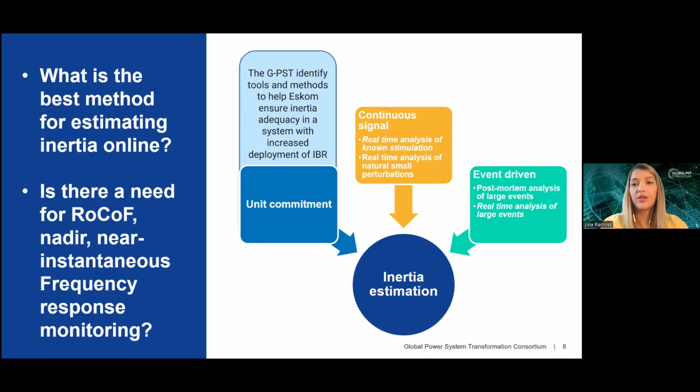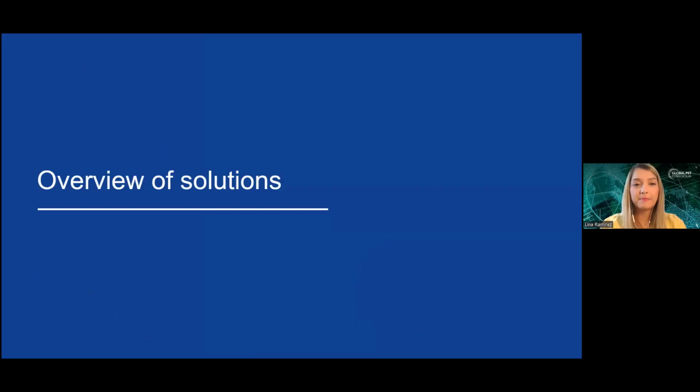So we are considering three ways to develop that system inertia estimation. Unit commitment: we developed a tool that Eskom is using, and we will be talking about it later in this presentation. And we also start to think that maybe that is not enough, and I will share later why not. So we start to consider other ways to estimate inertia, continuous signal and event-driven being the options that we start to consider, and to see what the trade-off is and what the best method is to estimate inertia online and how they can complement each other.